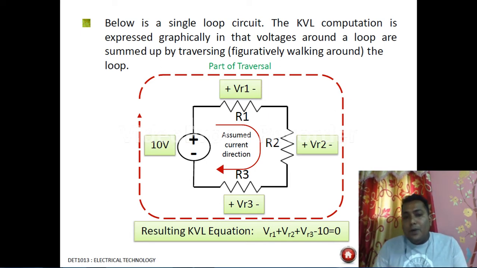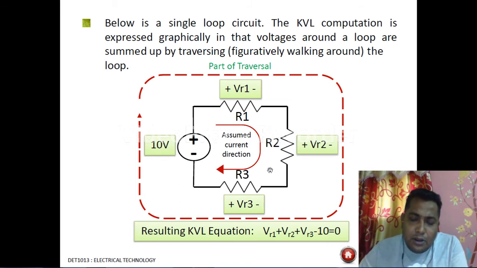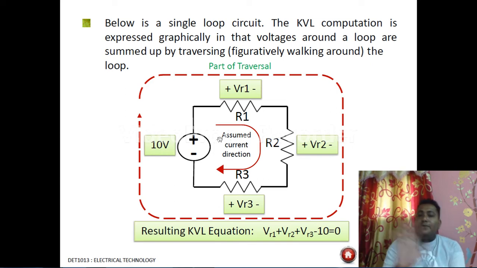Now just think, you assume the current direction. See, in the diagram there is a rotation symbol. Assume the current direction. If we think about how the loop is rotating, then it is very easy to understand why there is a minus and the other components are plus. If we look at R1, it is mentioned that it has a voltage drop of VR1, and on the left-hand side there is a plus and on the right-hand side a minus. That means the current is flowing from plus to minus.